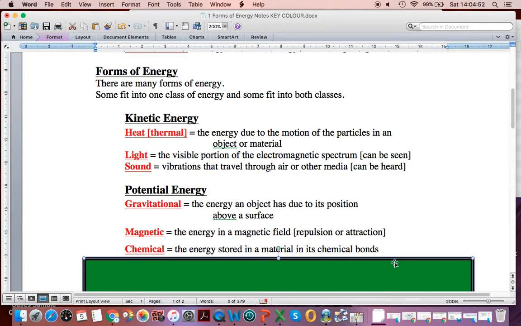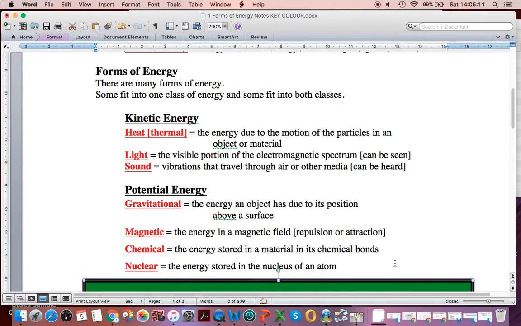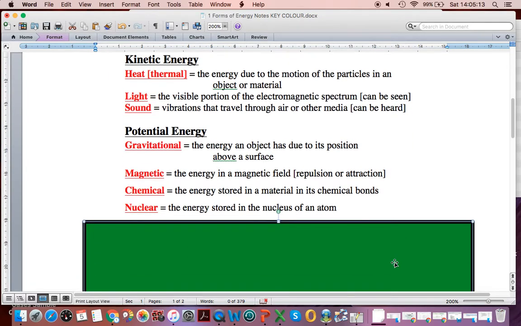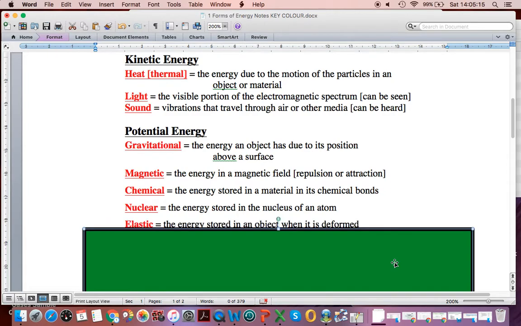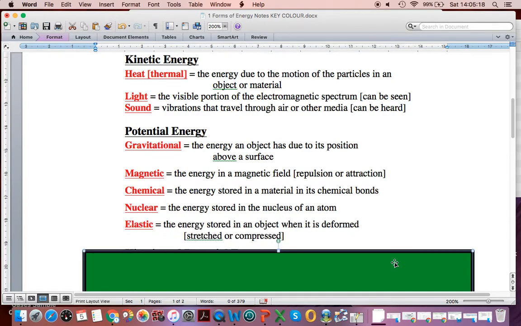Chemical energy, the energy stored in the material and its chemical bonds. You eat food. One of the reasons you eat food is you can take that chemical energy and convert it to useful forms of energy in your body. If you power a car with gasoline, that chemical energy in gasoline is unleashed and your car can move. Nuclear energy, the energy stored in the nucleus of an atom, that's where that comes from. And elastic is stored, so we can stretch things, we can compress them. So if you take a soccer ball and compress it against a wall, it'll spring back.